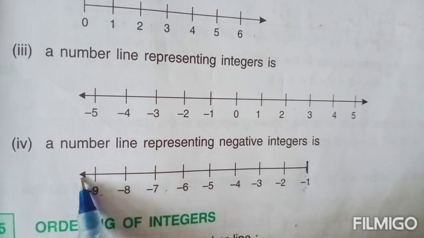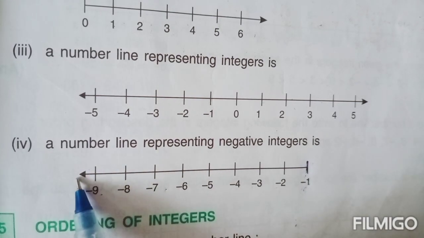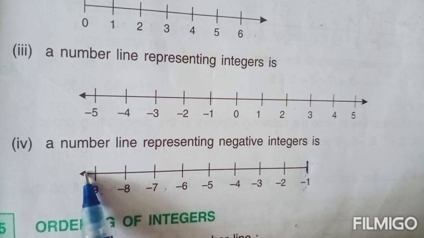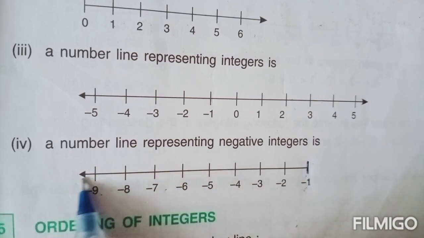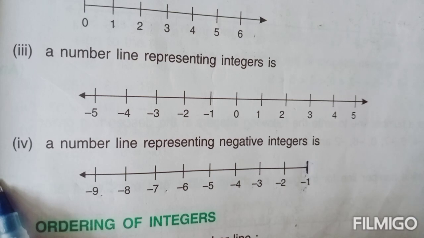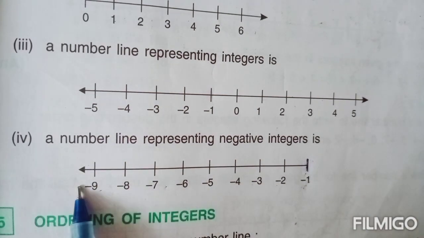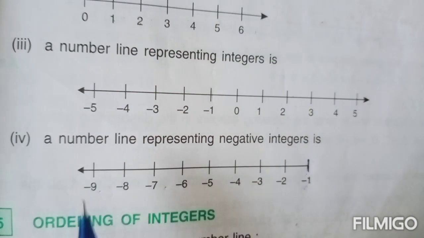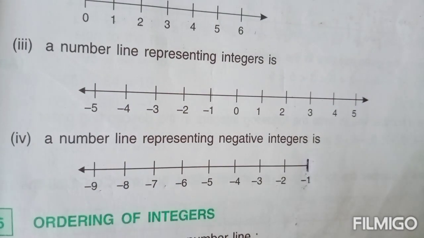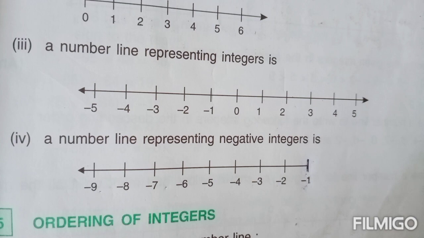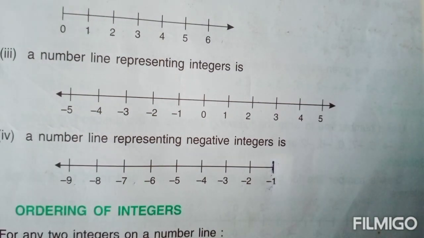And at its left end you can put one arrow mark. The left end has an arrow mark because it will go endlessly towards the left side. Negative integers will go endlessly towards the left side. So this is the number line representing negative integers. This much for this class. Thank you.